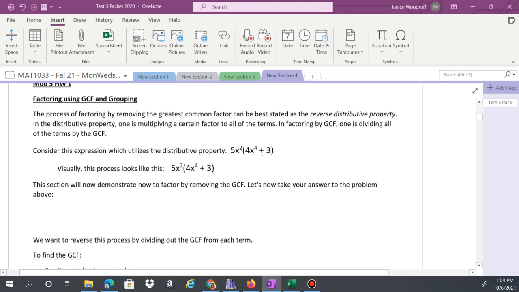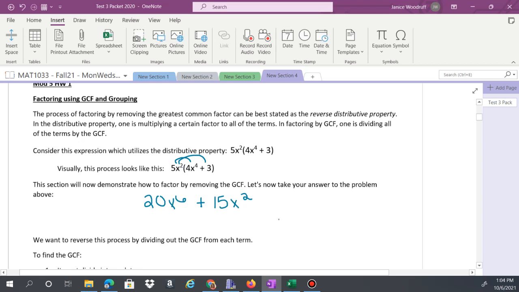So just to go over that, consider this expression, 5x squared times (4x to the fourth plus 3). Visually, what we're going to do is go 5 times 4 and get 20. X to the 2 plus 4 would give us x to the 6. And then we would distribute to the 3 and get 5 times 3, 15, and carry over the x squared.